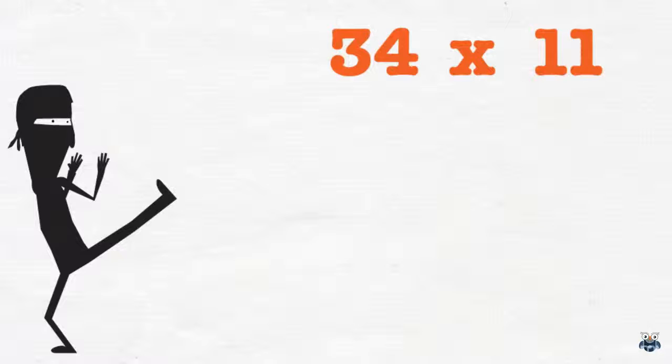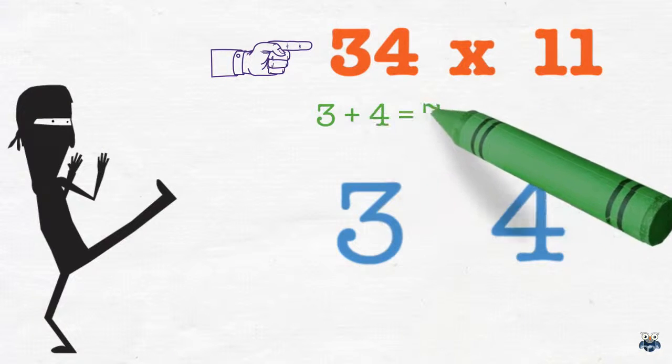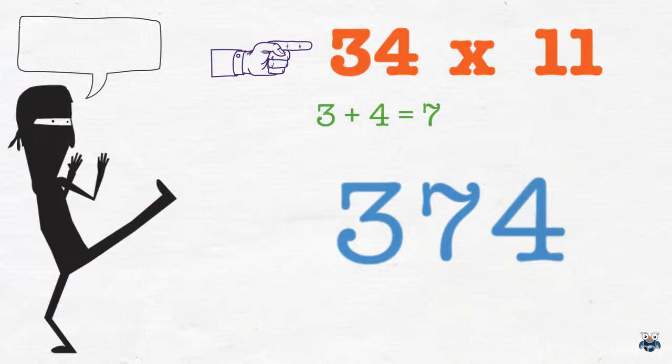34 times 11. And now let's focus on the multiplicand. I'm going to write down both digits with a gap in between them. Now let's add up the digits. 3 plus 4 is equal to 7. Let's put the 7 into the gap. We are left with 374, which is the correct answer. That was fast, actually much faster, right?